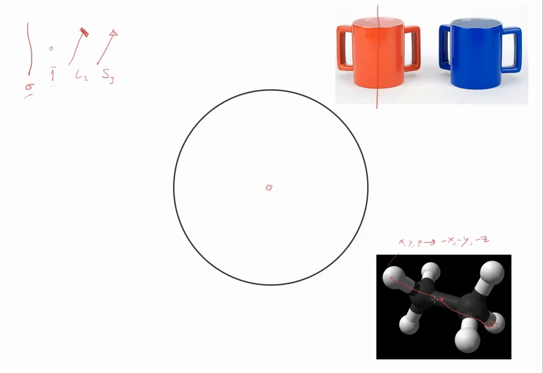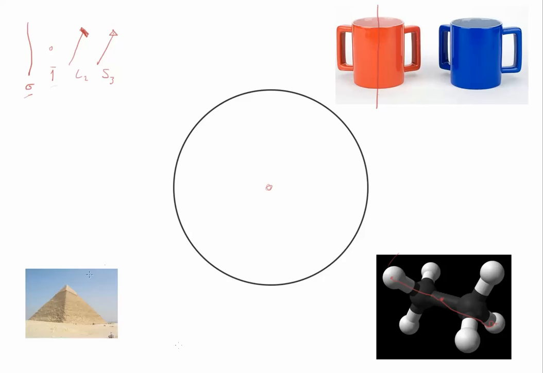And just like with reflection planes, inversion points change the handedness of an object. So let's try a general point up here. It's sitting slightly above the plane. When it gets inverted, it goes through the center, the inversion center, and it comes out the other side. And so now it's going to be slightly below the plane, and it will have changed from being right-handed to being left-handed.